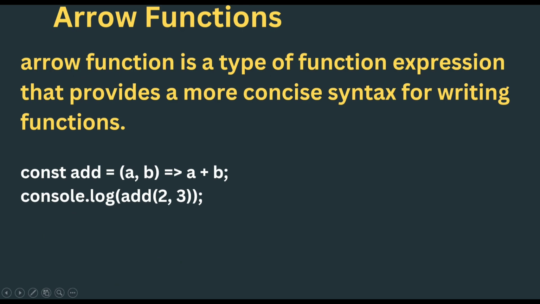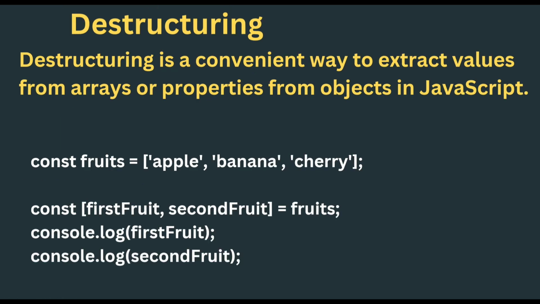It is a syntax that allows unpacking values from arrays or properties from objects into distinct variables. It makes it easier to extract multiple properties from an object or elements from an array. It enhances code readability and reduces the amount of code needed to access the value. Destructuring is a convenient way to extract values from arrays or properties from objects in JavaScript.